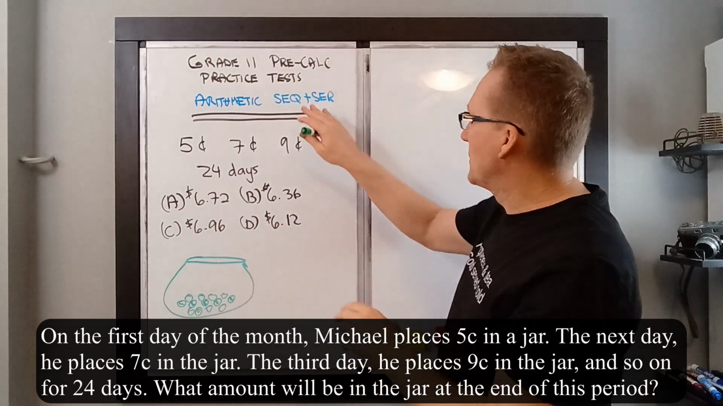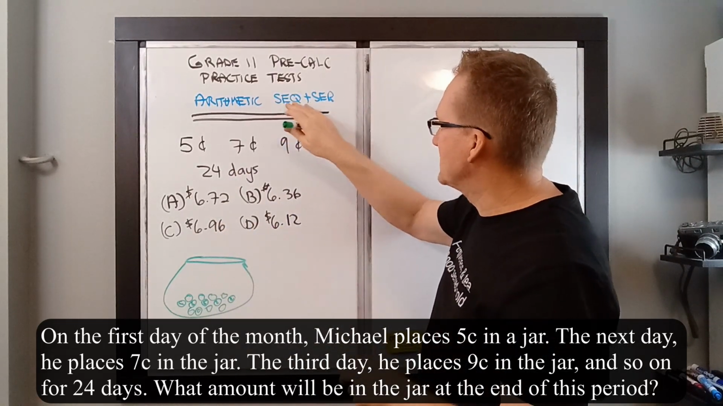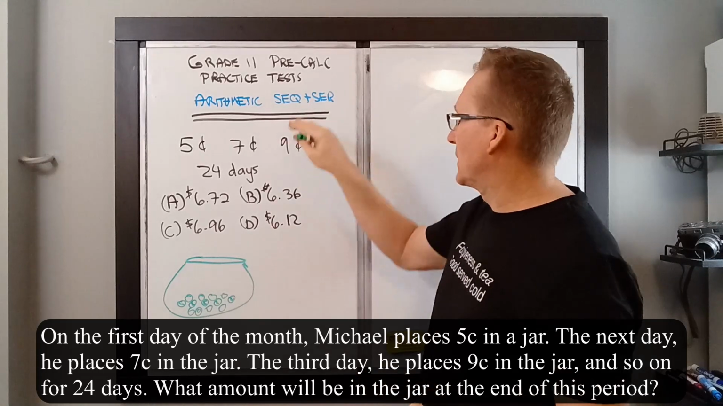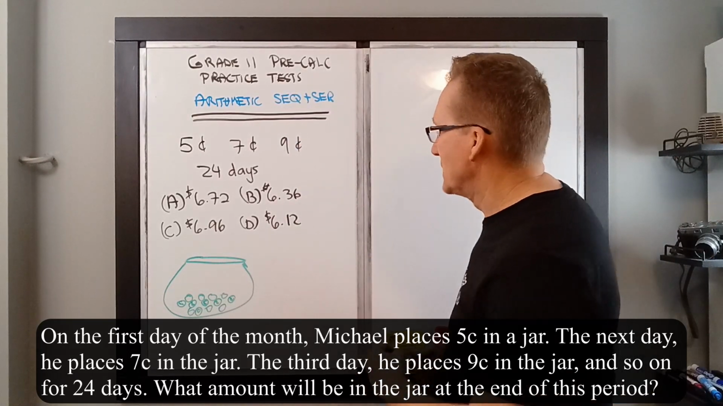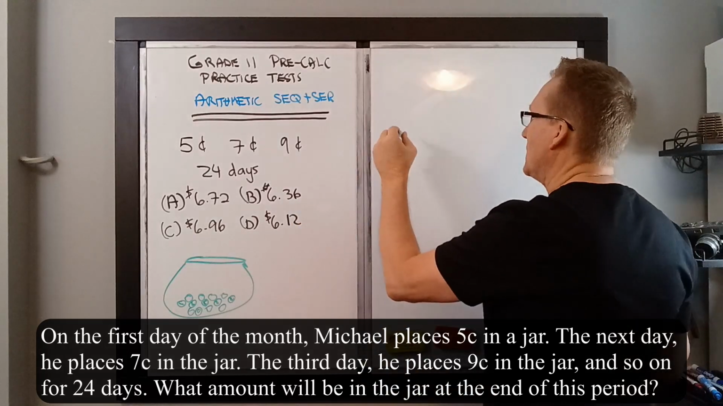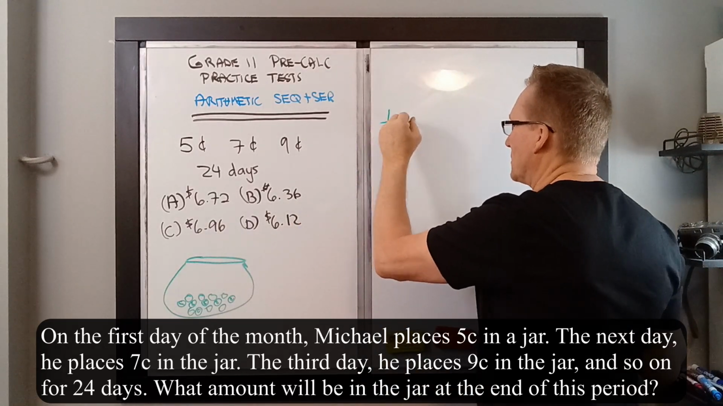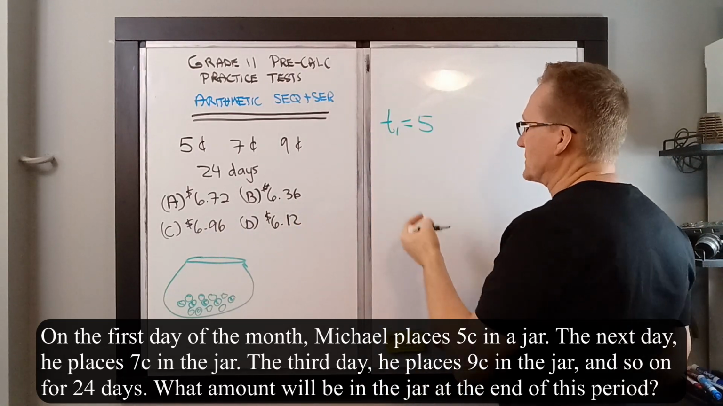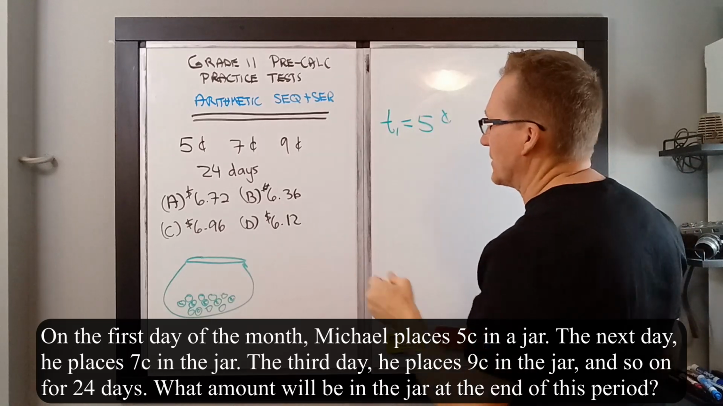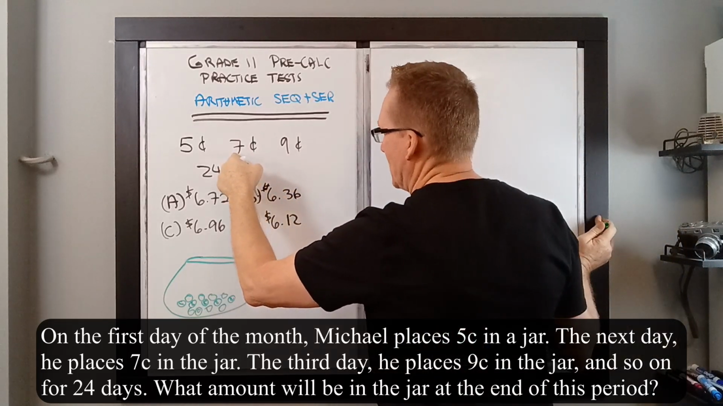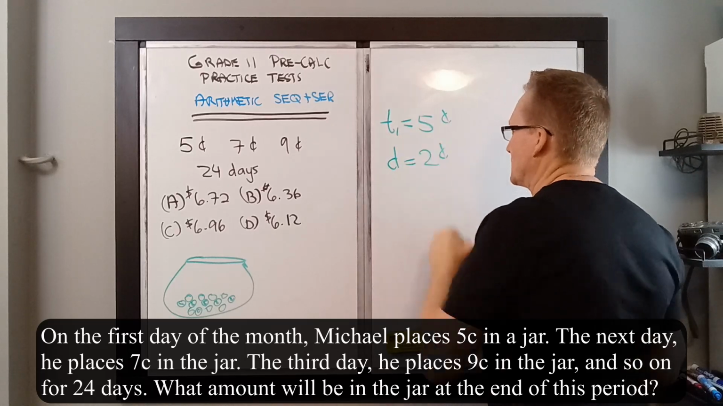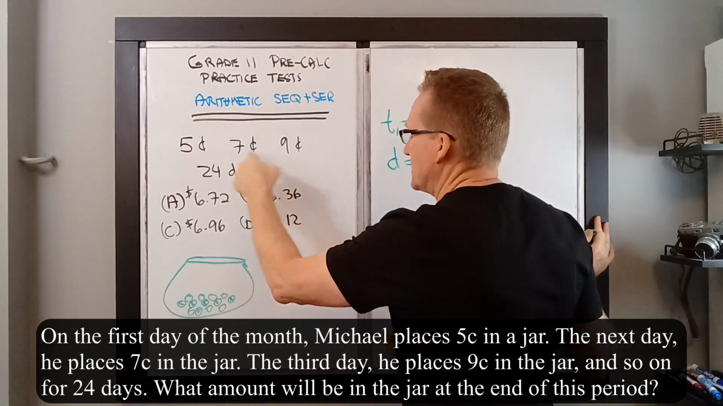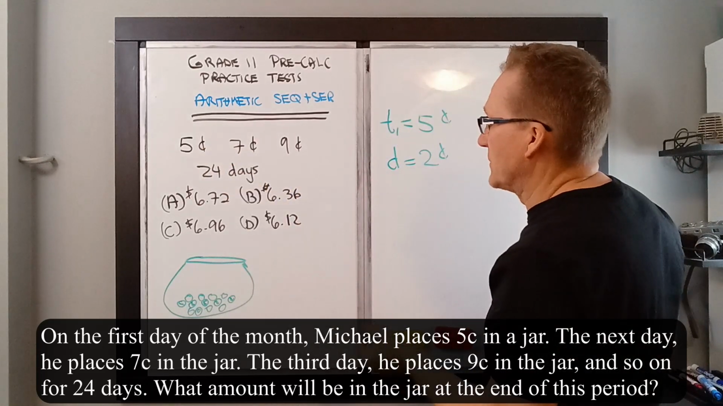Here we have a problem where we're trying to add up. We try to create the sequence first, and then we try to add it up as a series. So we have the first day here, our T1, if you want to call it that, 5 cents. Second day, it's going to be 7. So that means the common difference is going to be 2 cents. It's going to grow by 2 cents, 2 cents, 2 cents here.